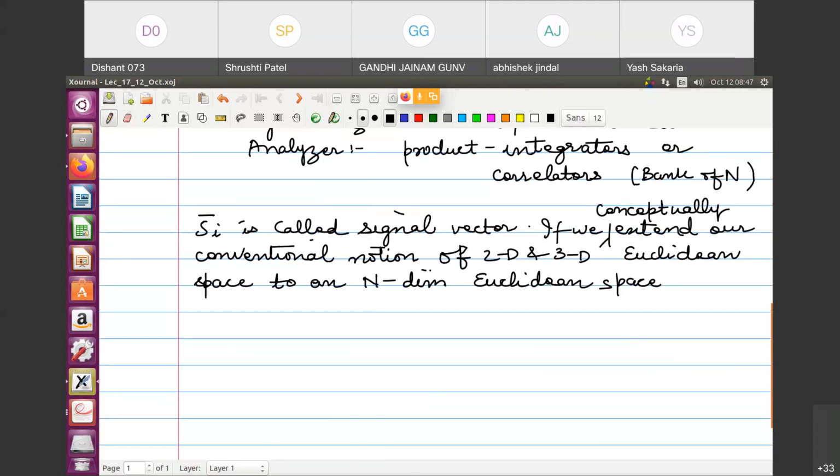So this is what we know. Now we try to extend it to an n-dimensional Euclidean space. We assume that such a space at least is theoretically possible.